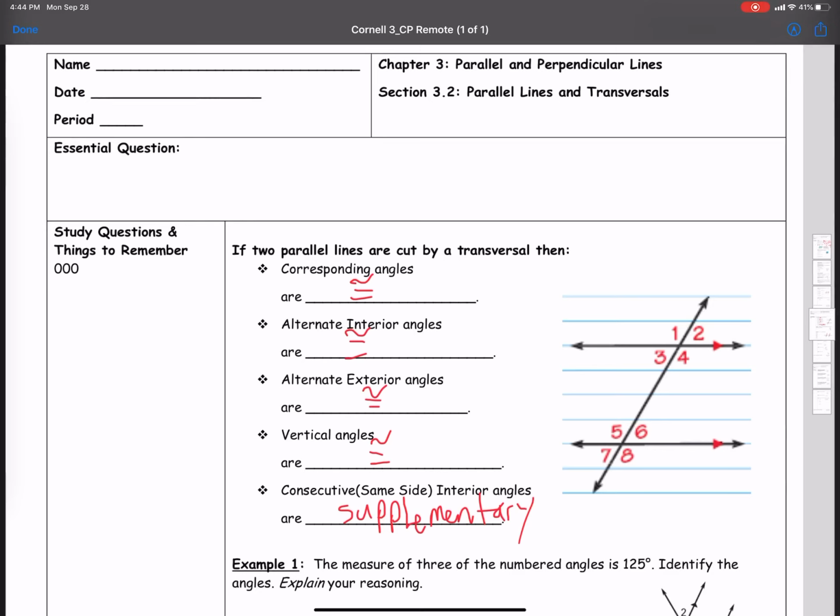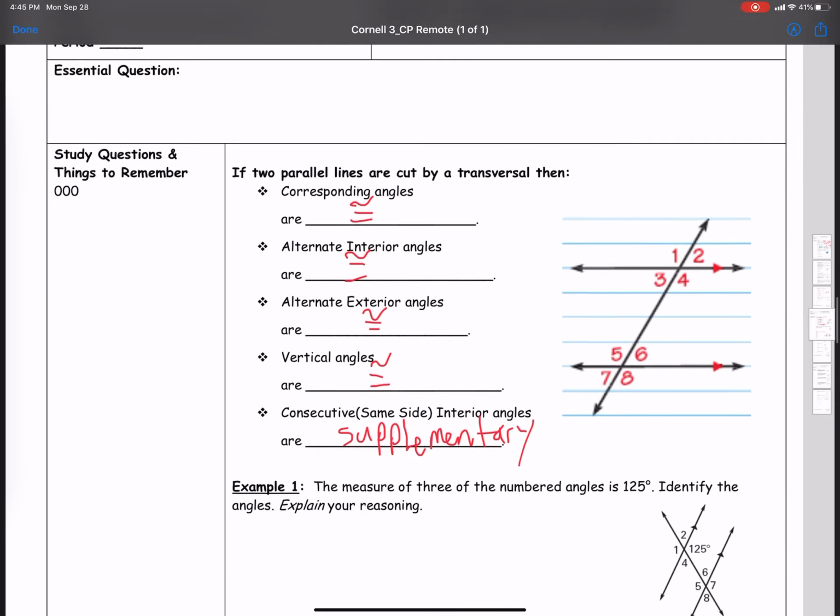are congruent. Alternate interior angles are congruent. Alternate exterior angles are congruent. All vertical angles are congruent. We learned that in chapter 1. And consecutive or same-side interior angles are supplementary. So are linear pairs. We have linear pairs here too. We can't forget that. Linear pairs are also supplementary, which means they add up to 180.